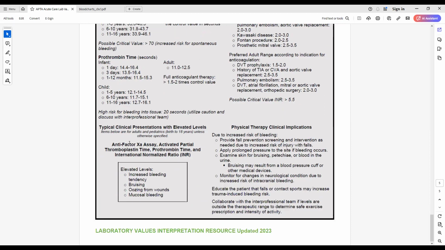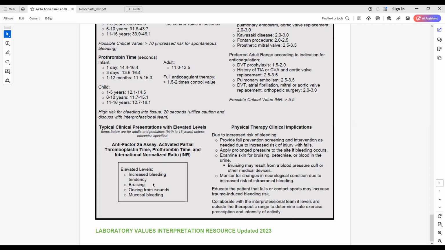There are the anti-factor 10 assay, activated partial thromboplastin time, prothrombin time, which is PT, this is aPTT, and the international normalized ratio. The international normalized ratio is a newer measure for blood coagulation, and they use it more now than prothrombin time.